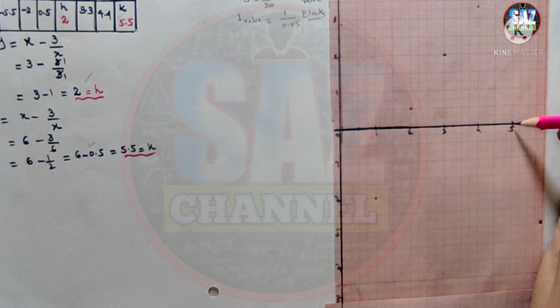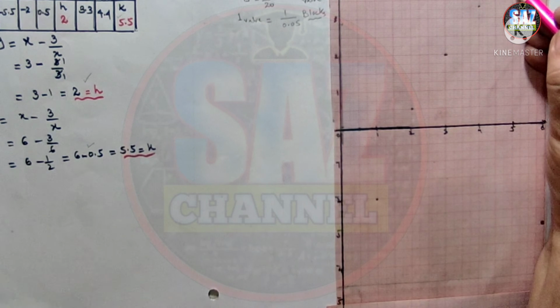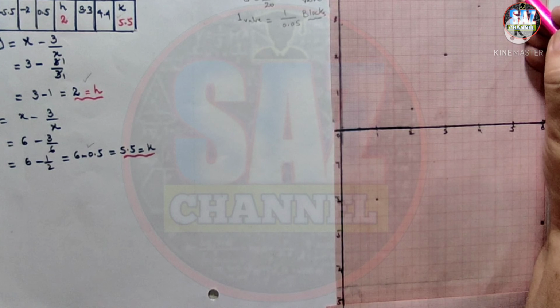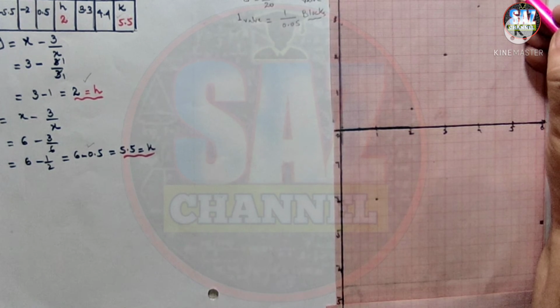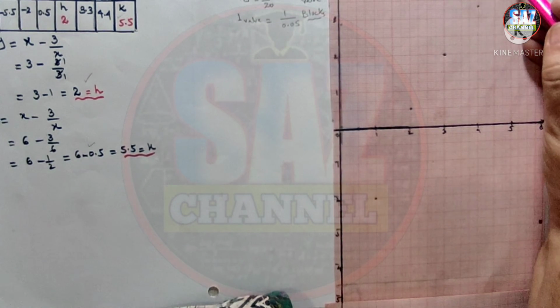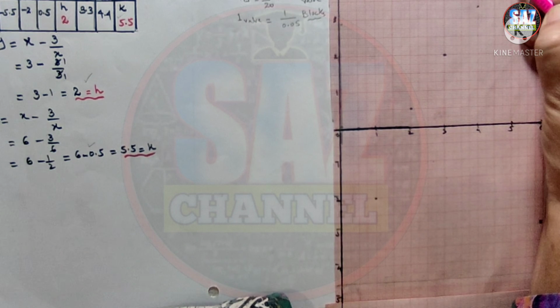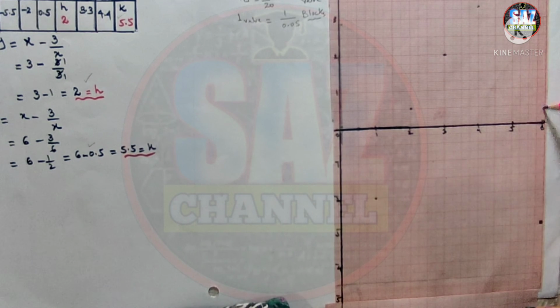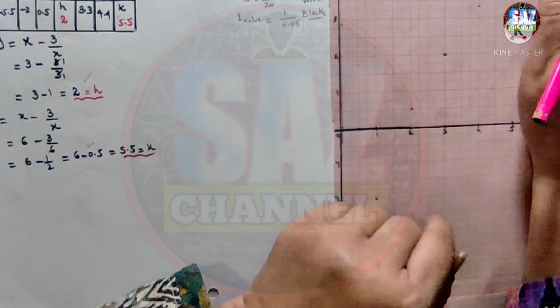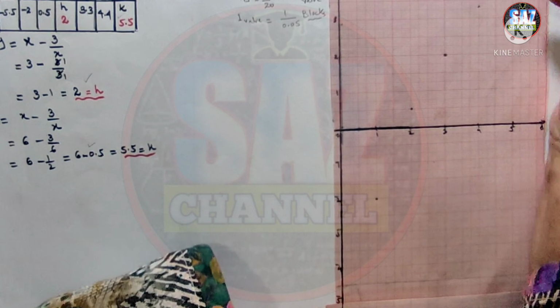For 5 this is 4.4. This is the position for 4.4 divided by 0.05, and this is 88. This is 20, this is 40, this is 60, this is 80, and 88. And for 6 this is 5.5, so my point will be coming at the top, and I have to join the points.